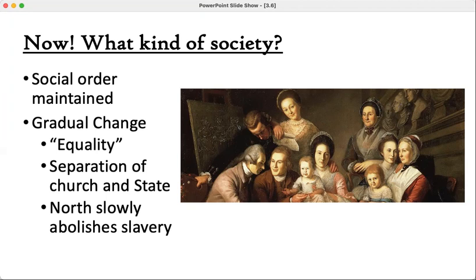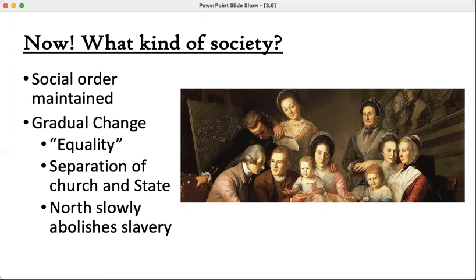Compare it to the United Kingdom. The United Kingdom is still extremely stratified in terms of wealth. You still have aristocracy there. Whereas in the United States, although it might be rare, we do have rags to riches stories. So what does this gradual change start to look like?